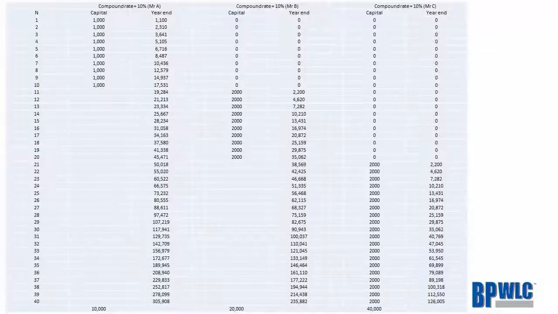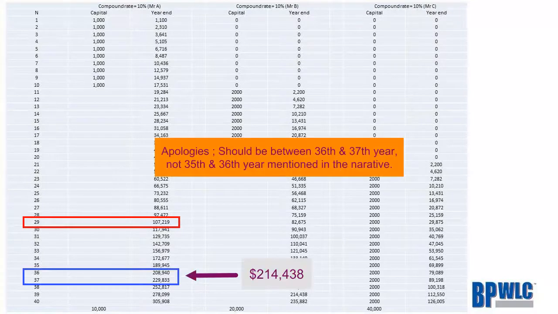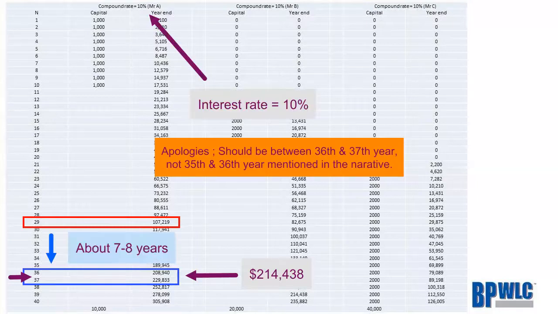And another example, let's say at the 29th year, the amount is 107,219. Let us check which year it doubles itself. The year lies between the 35th and 36th year. Do you notice that there is some commonality between all these examples? At an interest rate of 10%, the number starts to double itself every 7 to 8 years.